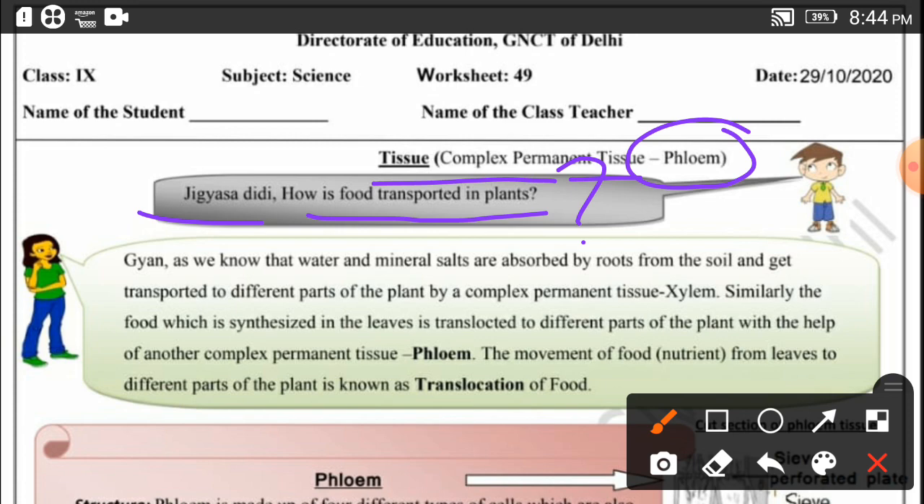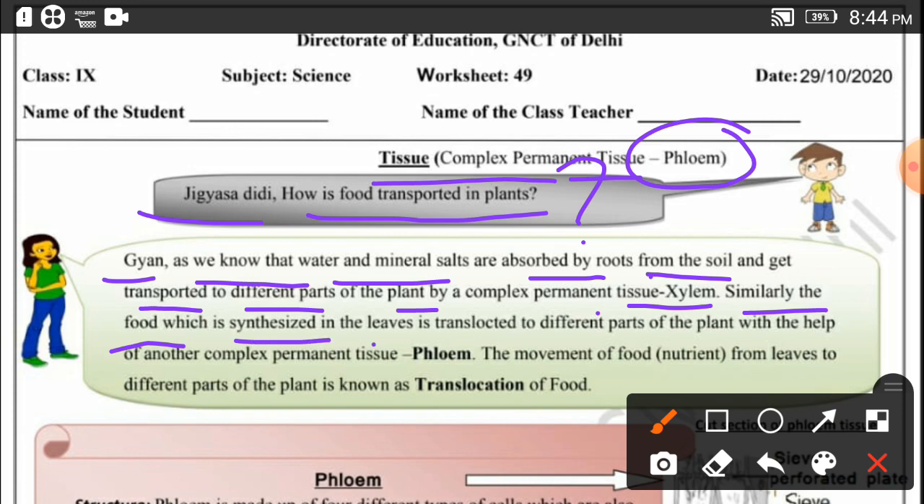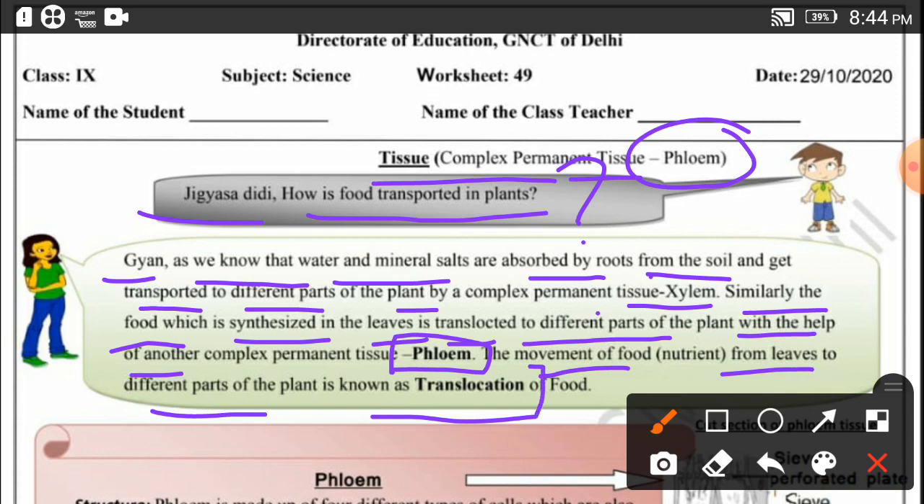So, Jigyasa replied, Gyan, as we know, water and minerals, salts are absorbed by the root from the soil and get transported to different parts of the plant by a complex permanent tissue, that is xylem. Similarly, the food which is synthesized in leaves is translocated to different parts of the plant with the help of another complex permanent tissue, which is known as the phloem. So the movement of food from leaves to different parts of the plant is known as translocation.